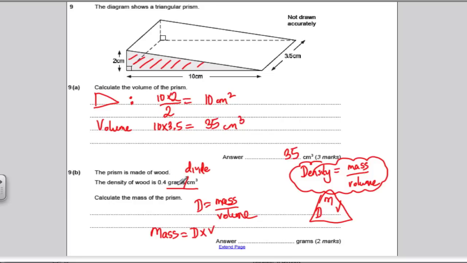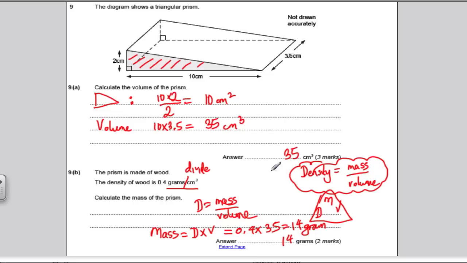So mass is density times the volume. And you know the density is 0.4. You know that the volume is 35 from your previous question. So you simply do 0.4 times 35. And you get 14 as your answer. Well, what's the unit? We were using grams in our density, so it's grams here. So the answer is 14.